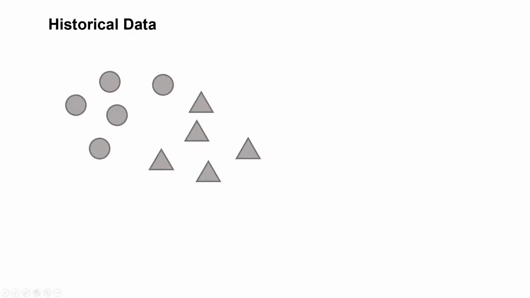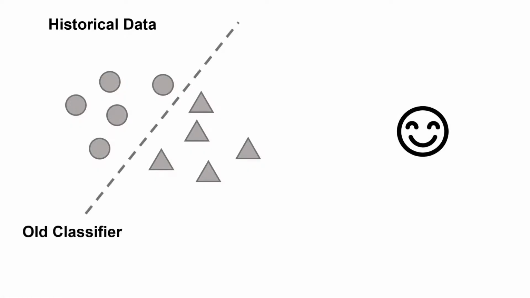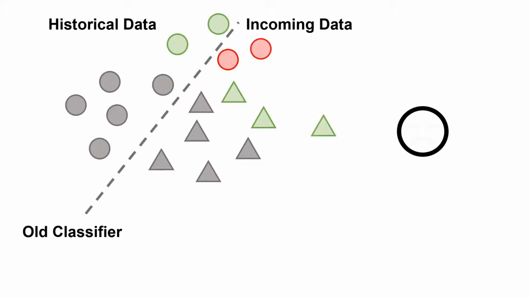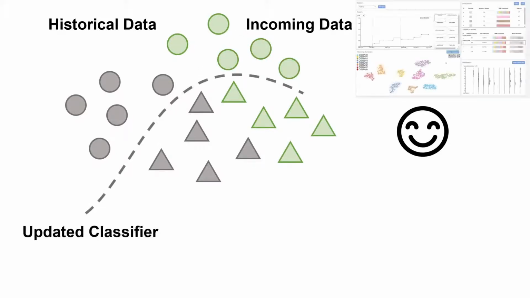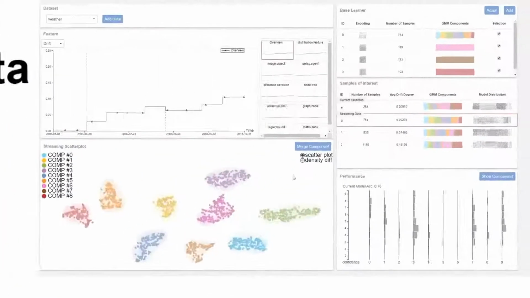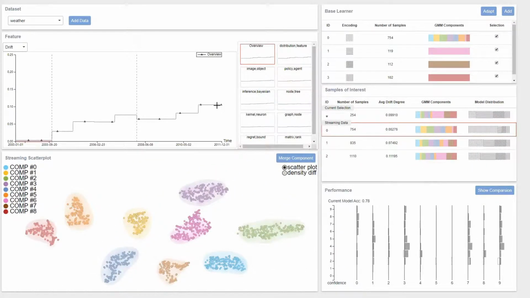The classifier trained on the historical data may fail to classify the incoming data when the data distribution is changing. This phenomenon is called concept drift. To handle concept drift, we developed DriftVis, a visual analytics system to help the expert understand when, where, and why the drift happens, and update the model to improve performance.